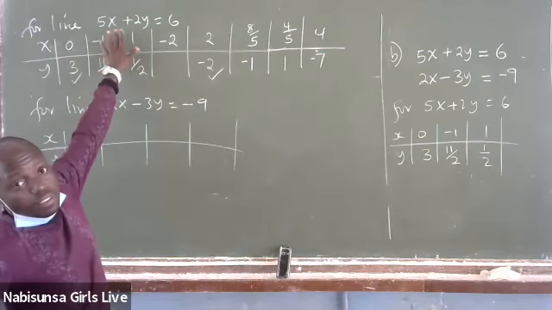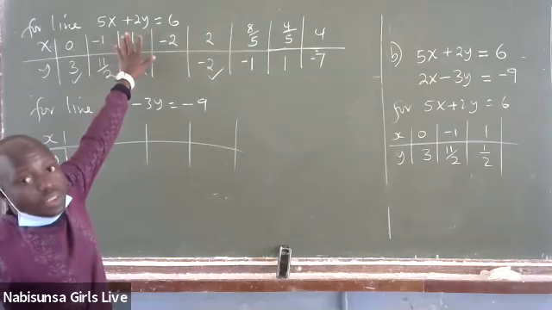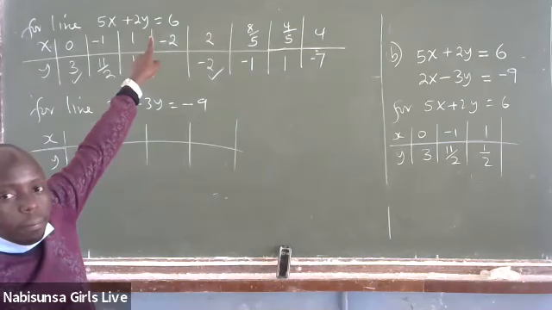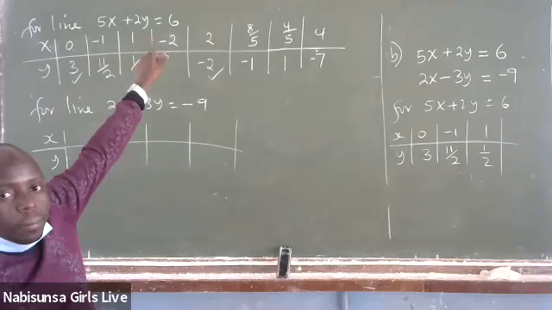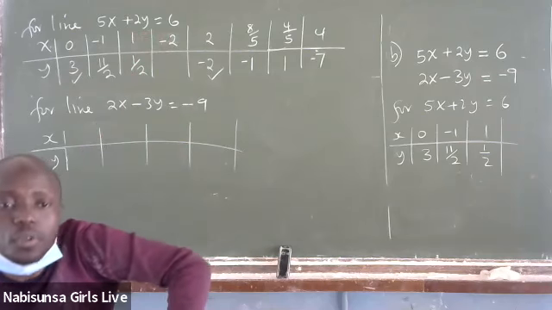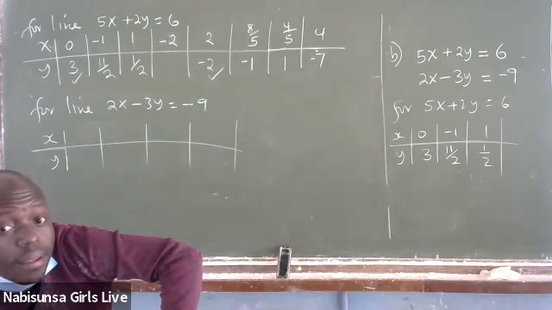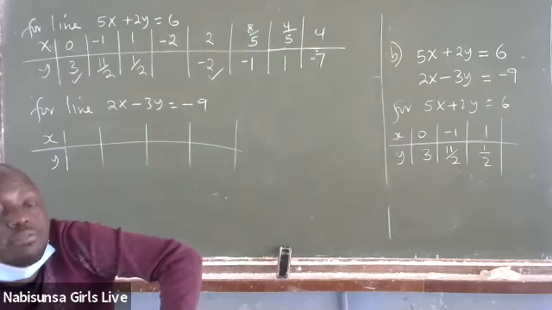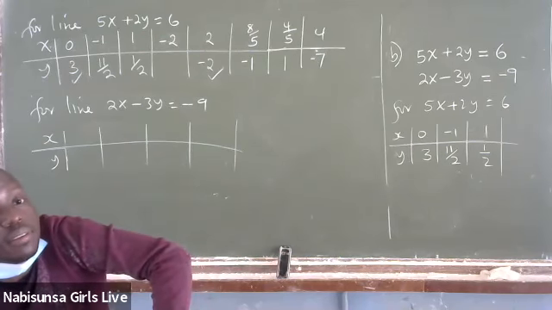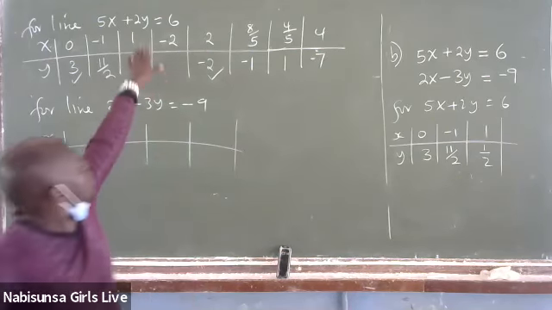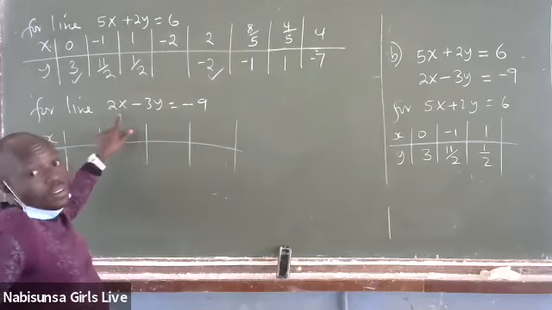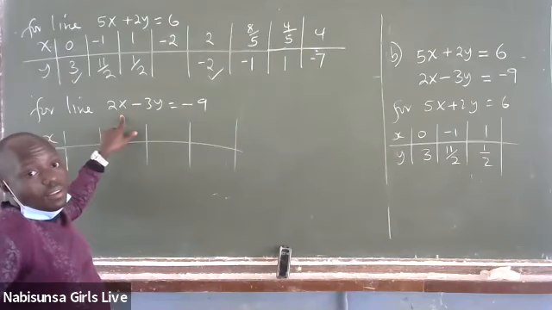You're on the first line, eh? Teacher, can you hear me? Yes, I can hear you. And I'm saying, are you on the first line? Are your values for the first line? Yes, for x. No, yes, they are for the second line, 5x plus 2y is equal to 6.